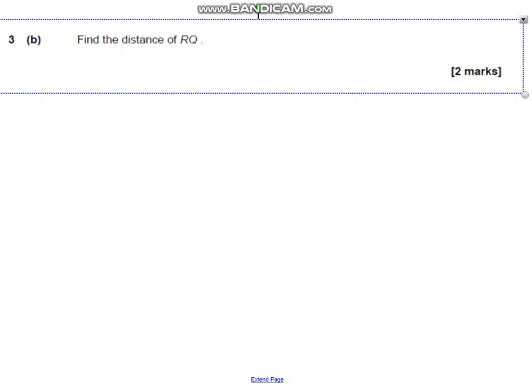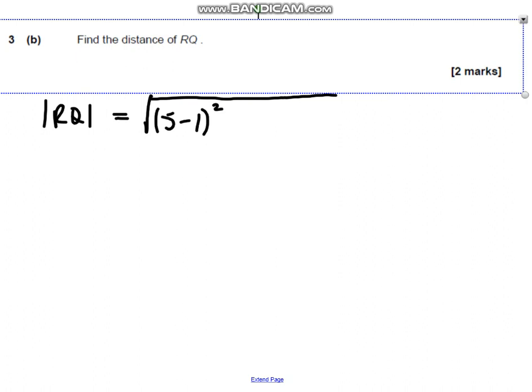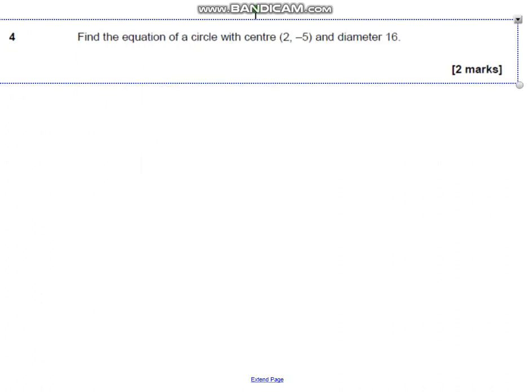Okay, find the distance of RQ. So this would be these little modulus symbols. That would just give the magnitude of it, and the magnitude of the segment RQ would be the distance. So this is using Pythagoras, or as our friends across the pond call it, the distance formula. 5 minus 1 squared plus 3 minus 6 all squared. You should obviously notice that that's going to be 4 squared and that's going to be 3 squared, and so it's 5, but you could ping it in your calculator if you didn't see it before. Again, no judgments here. Question 4.